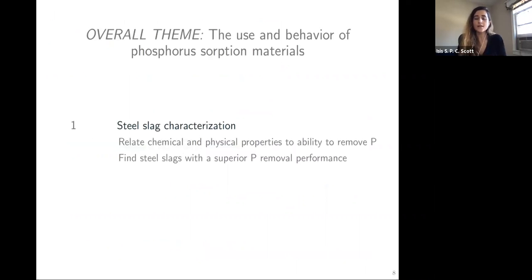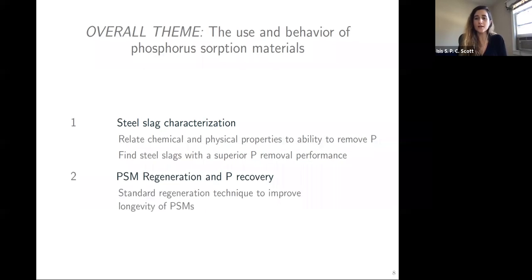So with that in mind, we designed this PhD research, which was named The Use and Behavior of Phosphorus Sorption Materials. In this presentation today, I divided my topics into three main portions. So the first one, I'm going to talk a little bit about steel slag characterization. So this is our first work in which we tried to relate the chemical and physical properties of steel slag to their ability to remove phosphorus in phosphorus removal structures.